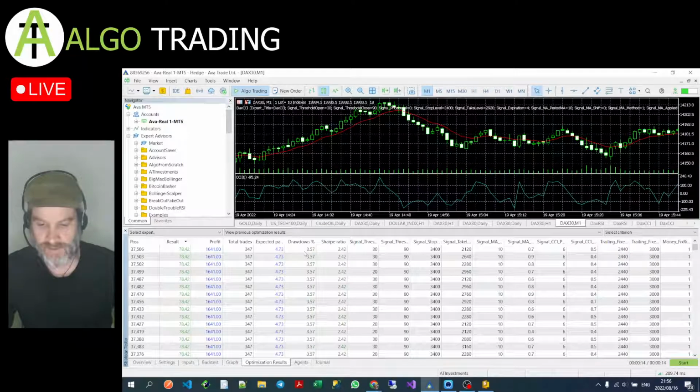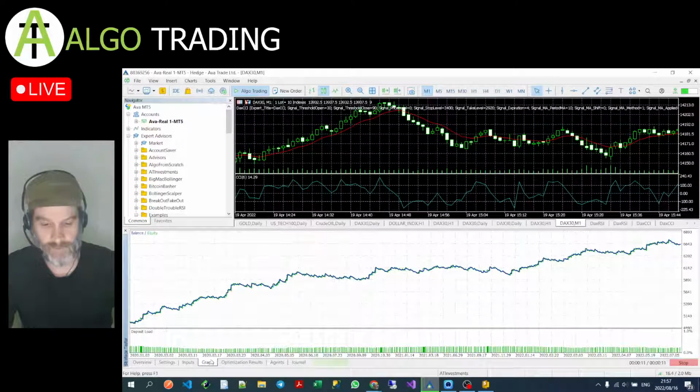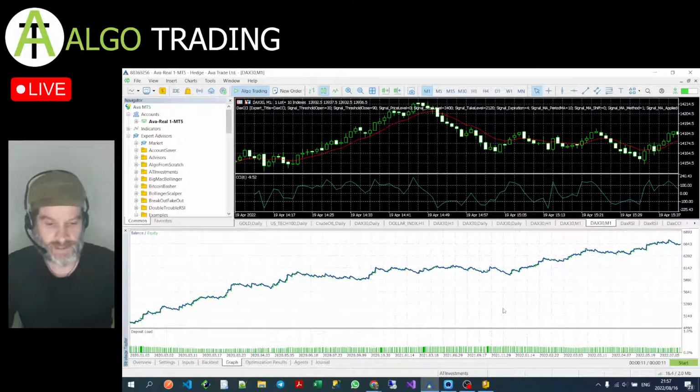Look here, you can see this is 78, but it's got 3.57% drawdown and a Sharpe ratio of 2.42, which is extremely good. I would rather run 10 of these types than run one that gets 200-300% per annum. To me, that's much nicer. There's not too many pullbacks, better equity curve.